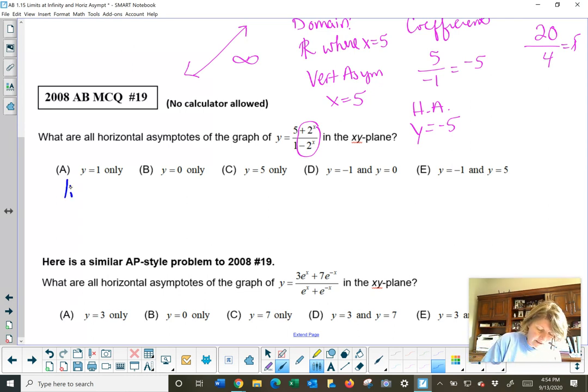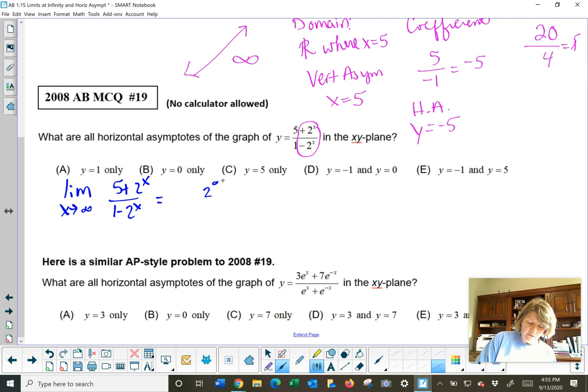So the limit as x goes to positive infinity of 5 plus 2 to the x over 1 minus 2 to the x. It would be like 2 to infinity over -2 to infinity. They are essentially the same item. This is going to have a limit of -1. Let's say that this implies, since we're working with a concept of infinity.